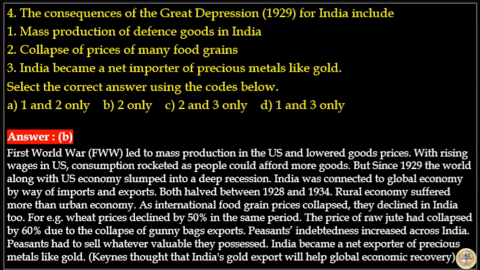As international food grain prices collapsed, they declined in India too. For example, wheat prices declined by 50% in the same period. The price of raw jute had collapsed by 60% due to collapse of gunny bags exports. Peasants' indebtedness increased across India. Peasants had to sell whatever valuable they possessed. India became a net exporter of precious metals like gold. So here answer to this question is option B.